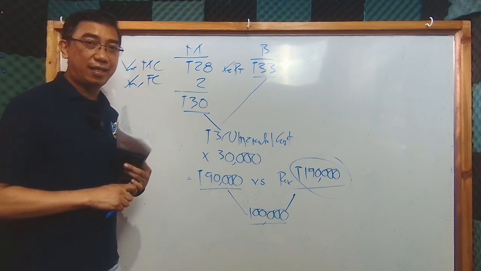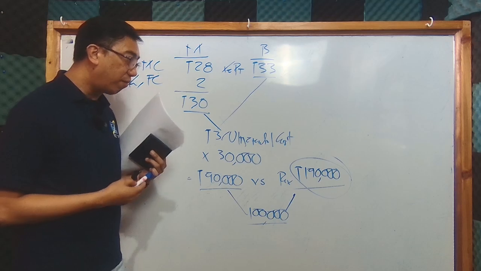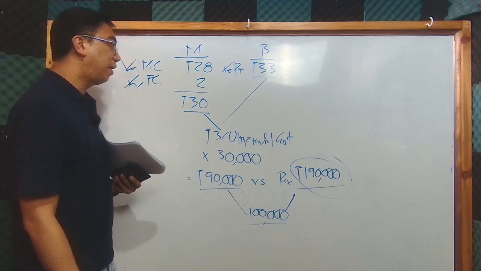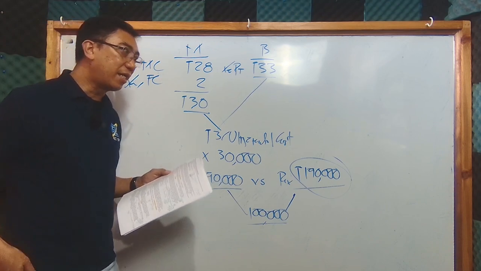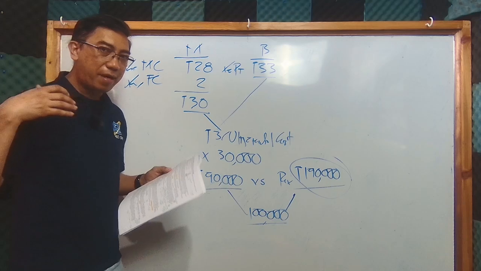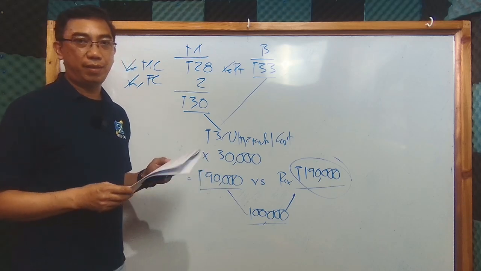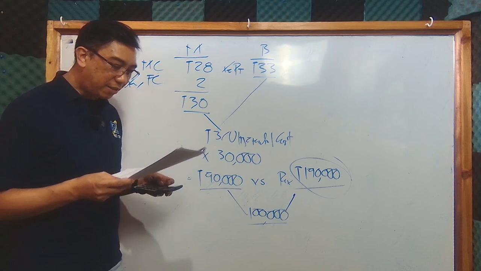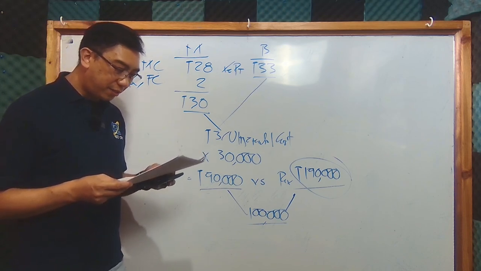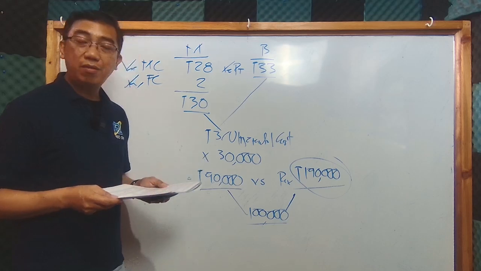That's logical analysis. We're using logic and common sense in analyzing. As stated earlier, yung computation napakadali lang. Pero pagdating sa analysis, interpretation, doon pumapasok yung skills natin in decision making. So answer number 39. Tama ba 39? Yes, is letter B, 190,000.